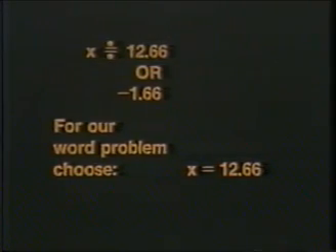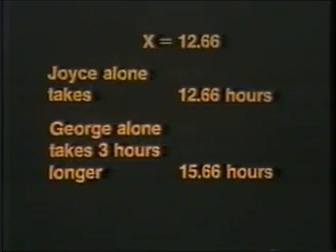I ignore the negative answer, even though it does solve the equation, because I know that Joyce needs a positive amount of time to do the job alone. How long? 12.66 hours, because that's the positive value of x. How long would George have taken to do the whole job? X plus 3 hours, or 12.66 plus 3 hours, 15 hours and 40 minutes, long enough to ruin anyone's vacation.